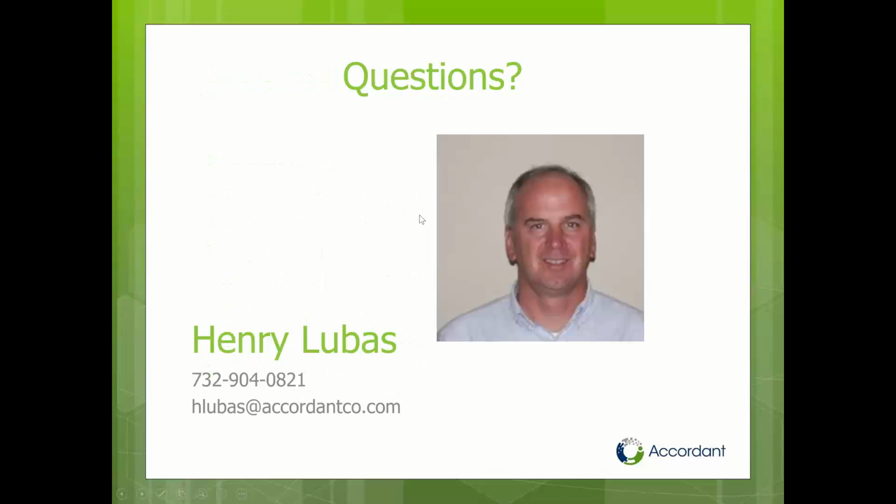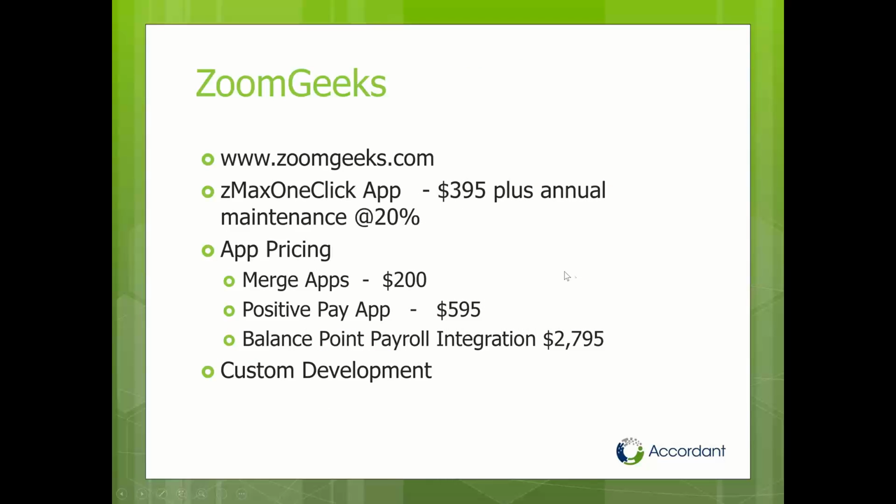And their apps range in price, right? Every merge app is $200. As an example, the Positive Pay app is $595, which we talked about. The Balance Point integration, a little more complex and more setup, we've valued at $27.95.